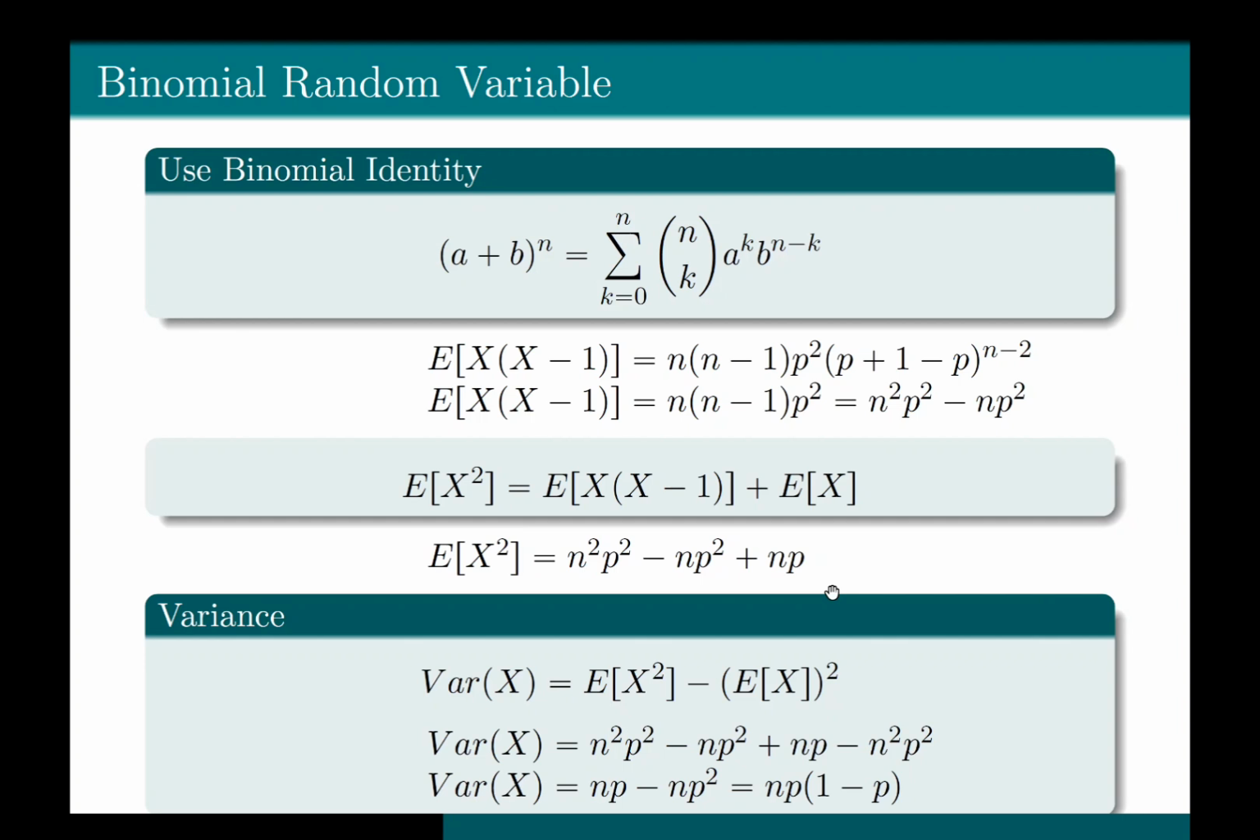Now it's a practice question for you all to find the standard deviation of a binomial random variable. Standard deviation of a random variable is equal to the square root of the variance. And I'm sure you'll be able to find it. And that's all for the binomial random variable.